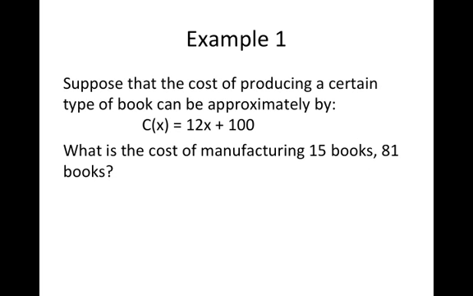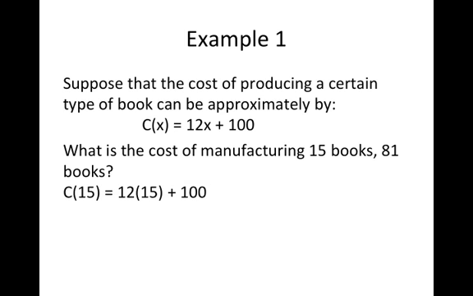Suppose that the cost of producing a certain type of book can be approximated by C of x equals 12x plus 100. Okay, so the 12 here is the cost per item and the 100 is the fixed cost, just so that you know. What is the cost of manufacturing 15 books, 81 books? So this is two different scenarios.